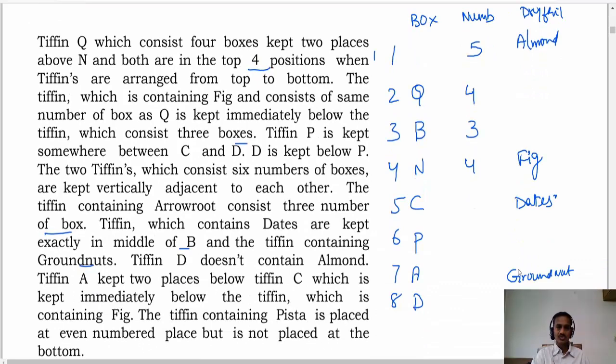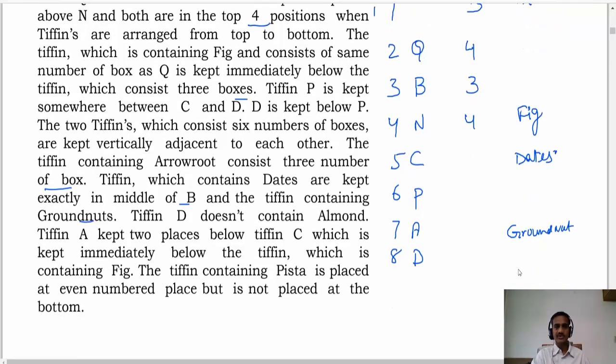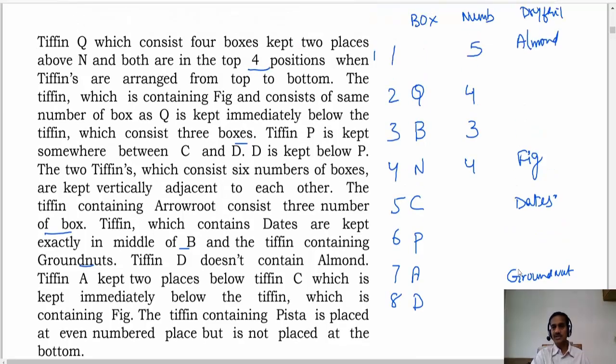A is kept 2 places immediately below the one which contains fig. The tiffin containing pista is placed at an even number but not at the bottom. Pista even number, but not at the bottom, so it is not 8; it can be 6, it can't be 4, but 2 can also be. So pista must be either at the 6th or at the 2nd place. Isn't it? Pista can be either at the 6th or at the 2nd place.